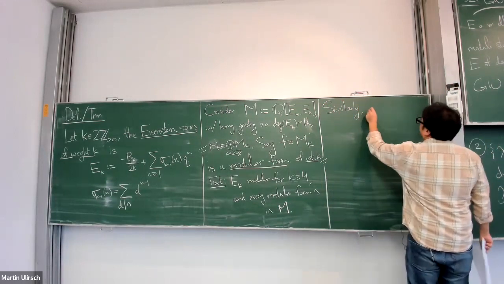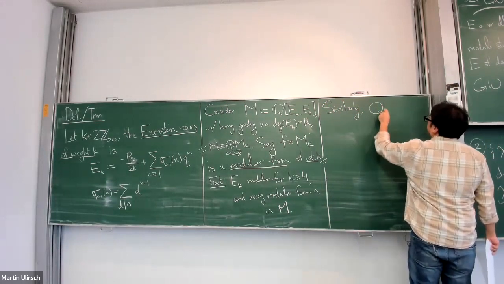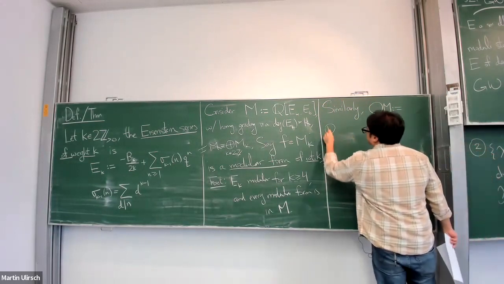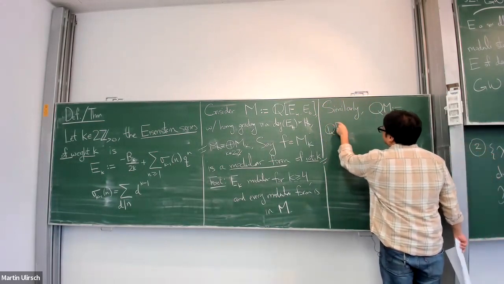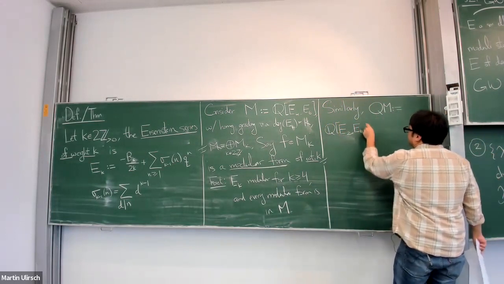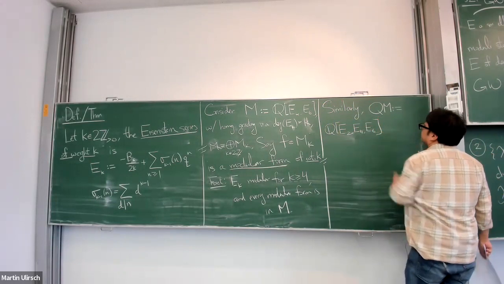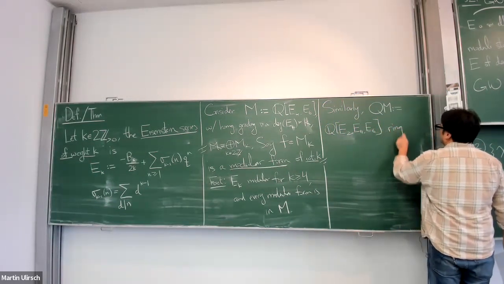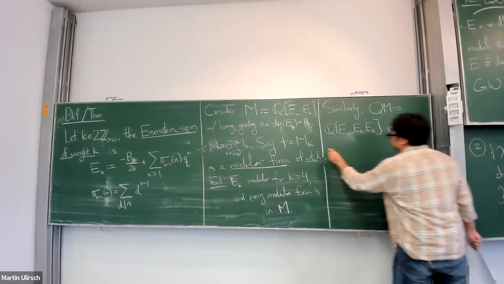And then similarly, we'll define QM, which is going to be a polynomial ring in E2, E4 and E6, be the ring of quasi-modular forms.